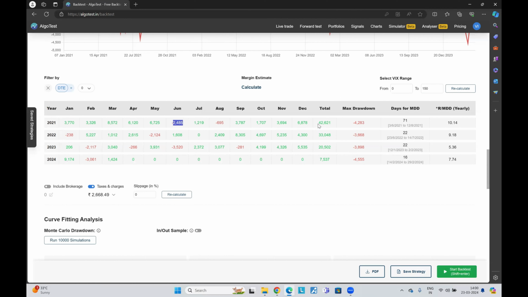Okay, and here you can see most of the years it has given profits, and 2024, with just 3 months, not even 3 months, it has already done around 7.5K. So let's see other statistics, how they are looking. So overall profit is around 1,03,000 something.